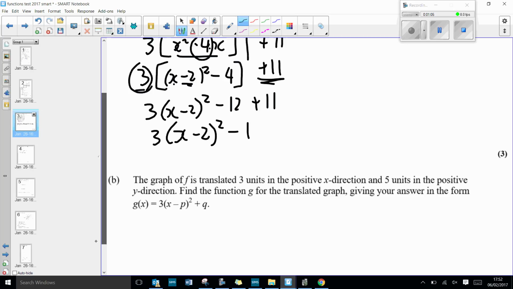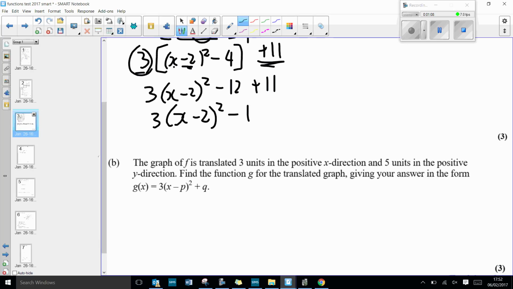The graph is translated 3 units in the positive x and 5 units positive y. So if this is our function f, we're going 3 units in the positive x direction. It means that this value here is going to become more negative. It's going to be 3 units more negative. So it's going to be 3 bracket x minus 5 squared.